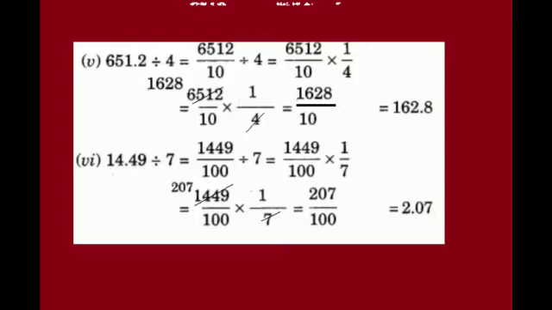Next, sixth subdivision, 14.49 divided by 7. 14.49 can be written as 1449 by 100. That should be divided by 7. Now 1449 by 100 into 1 by 7. On cross cancellation of 7 and 1449, we get 207. So 207 by 100, which is equal to 2.07.